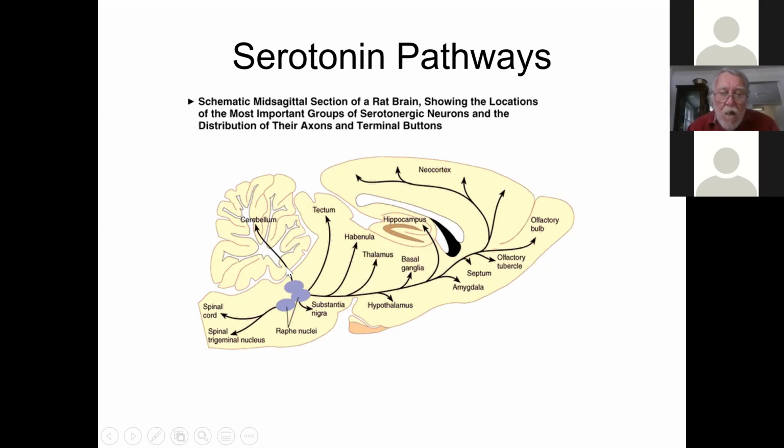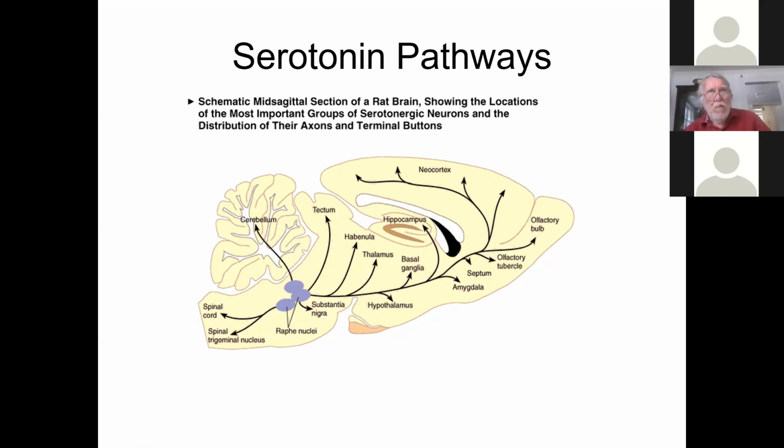Then what we see for the pontine raphe nuclei, they not only project up into the cerebellum, but they also control things like the locus coeruleus and deep reticular nuclei that contain acetylcholine. So here is another interesting kind of thing.